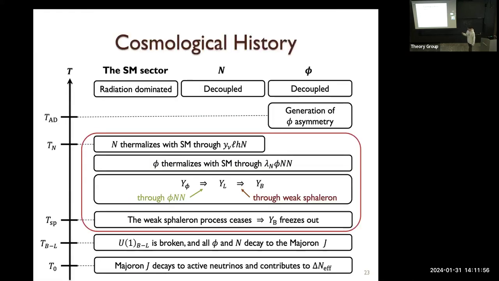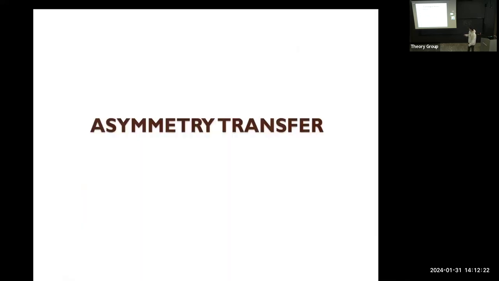When is it broken? What's the origin of this spontaneous breaking? Okay, then I can tell you a little later, after this session. Is it okay? Yeah, okay, cool. And the mass of the Majoron is governed by the explicit breaking terms, right? Mm-hmm. And why is it keV? So that also I can tell you later if it's okay with you. Cool. Okay, so asymmetry transfer.